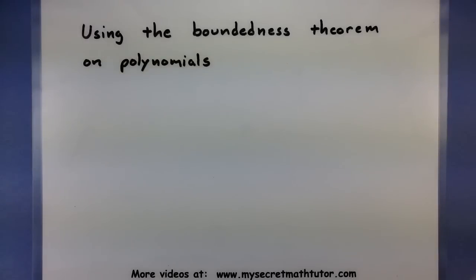For this video, we're going to look at a very interesting theorem, often used with polynomials and their zeros. This is known as the Boundedness theorem. And the information that it essentially gives us is how big our zeros are. So sometimes it gives us an upper bound or a lower bound for those zeros. Let's take a look at this theorem, see if we can pick it apart.